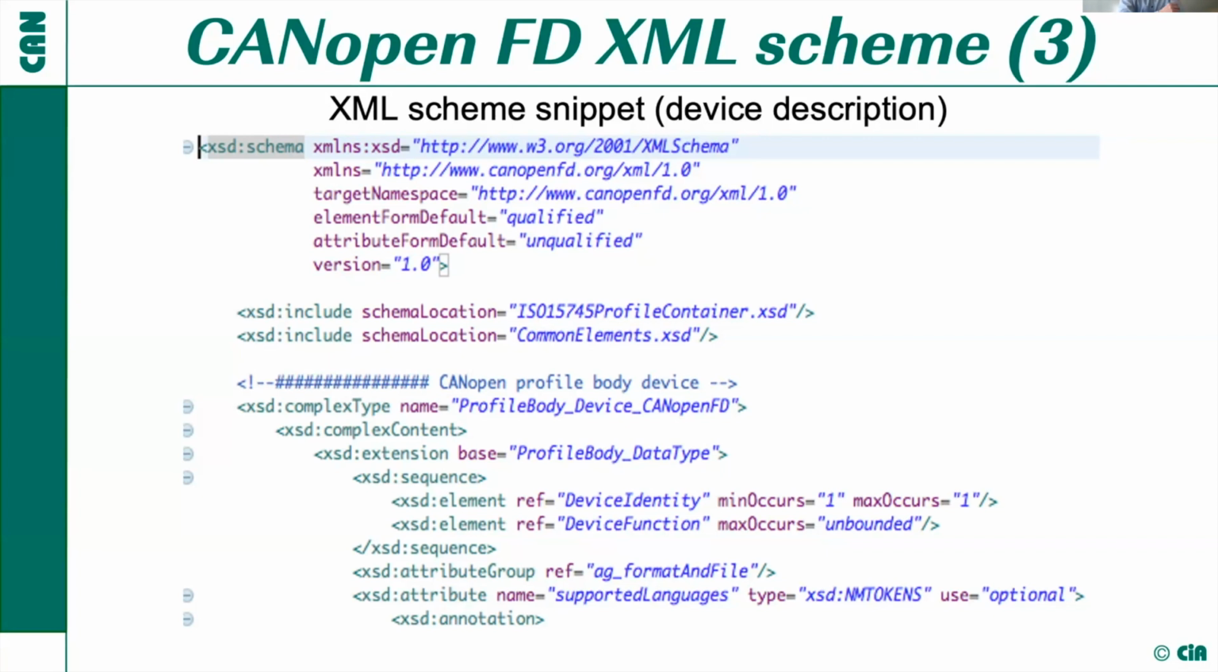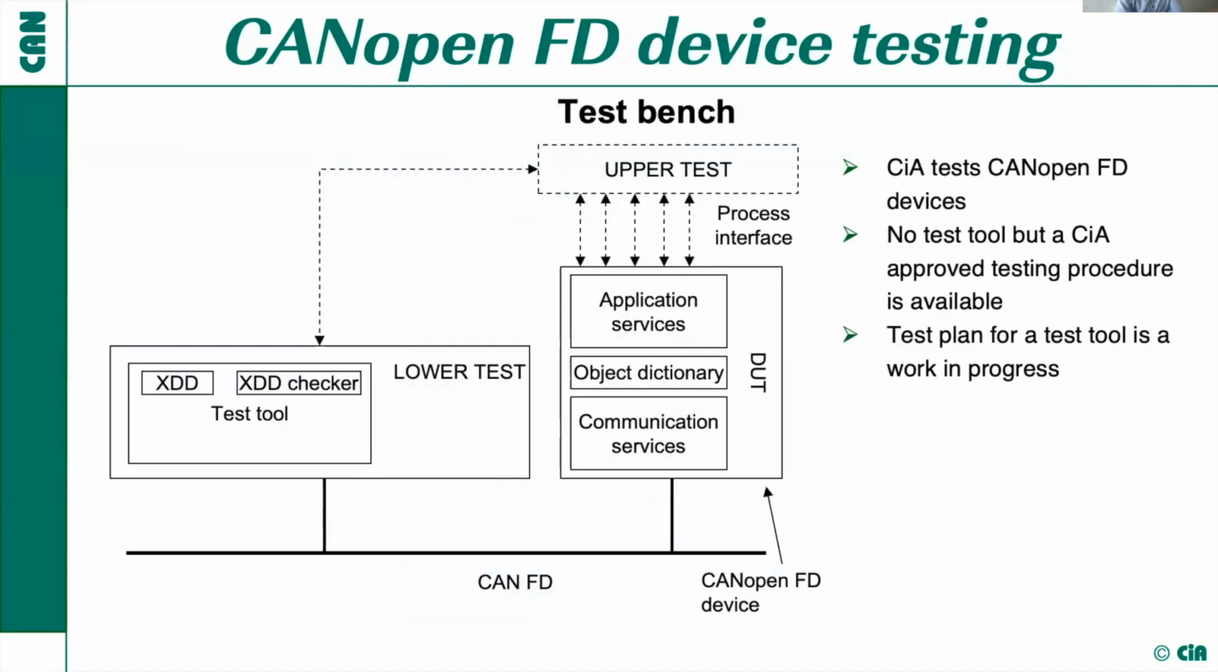And here is just a simple example of how the device identity will look in a profile body device, which is actually a piece of the device profile description. That is all about this one.